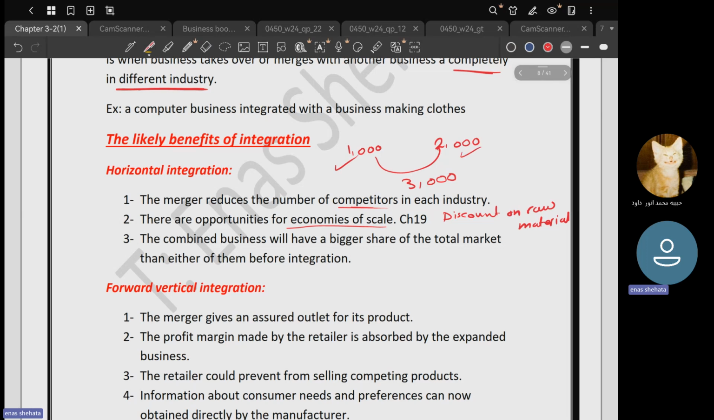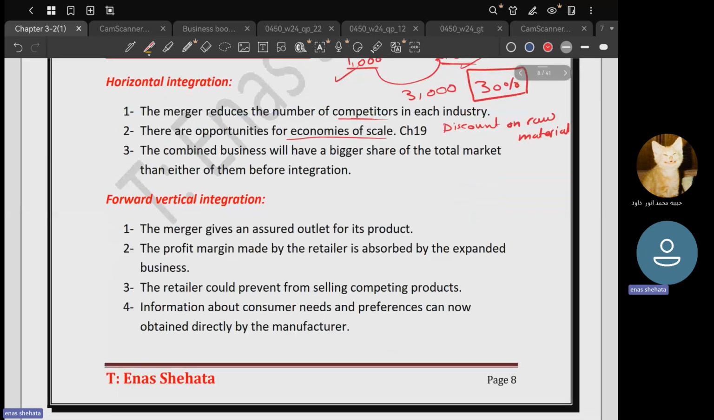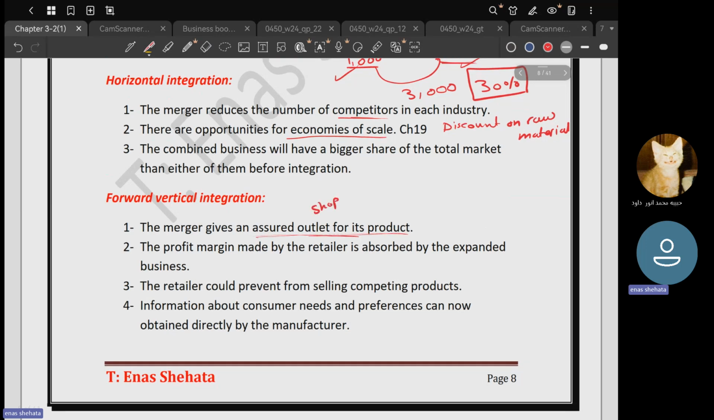The combined business will have a bigger share of the total market than either of them before integration. As we said, Al-Marai produces 1,000 units and Nada produces 2,000 units. So, for example, let's say this is 10% of the total juice in the market and this is 20%. After integration, the business will have 30% of the total amount of juice in the market. Forward integration: we said Nada will buy Panda, the retailer, the place where they will sell their product. So we have an assured outlet for its shop. Outlet means a shop, a place to sell your product in.